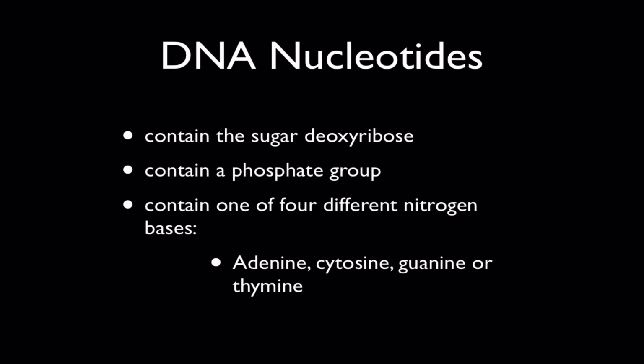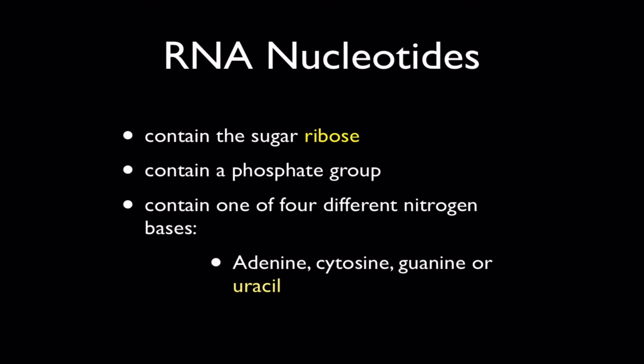All right, now DNA nucleotides, as I said earlier, contain the sugar deoxyribose. That's where the D comes from. They also contain a phosphate group and the nitrogen bases. And here's a list of the nitrogen bases: adenine, cytosine, guanine, and thymine. RNA nucleotides contain a different sugar. As we looked at earlier, the sugar is called ribose. That's where the R in RNA comes from. They also contain a phosphate group and one of four different bases. Notice that we don't have thymine, we have uracil instead.